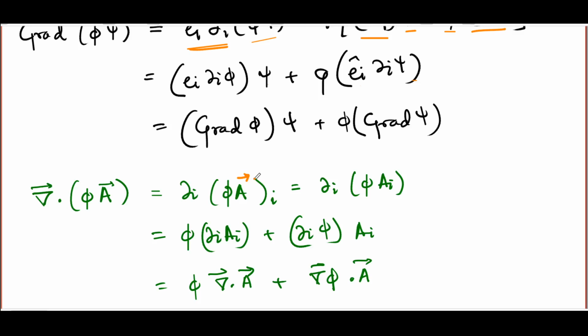Of course, this is to be summed over all i, as the notation implies. Now, the ith component of phi a is phi times a_i. And when you do del_i on that, remembering once again that this is a derivative, you are actually doing phi times del_i a_i plus del_i phi times a_i.